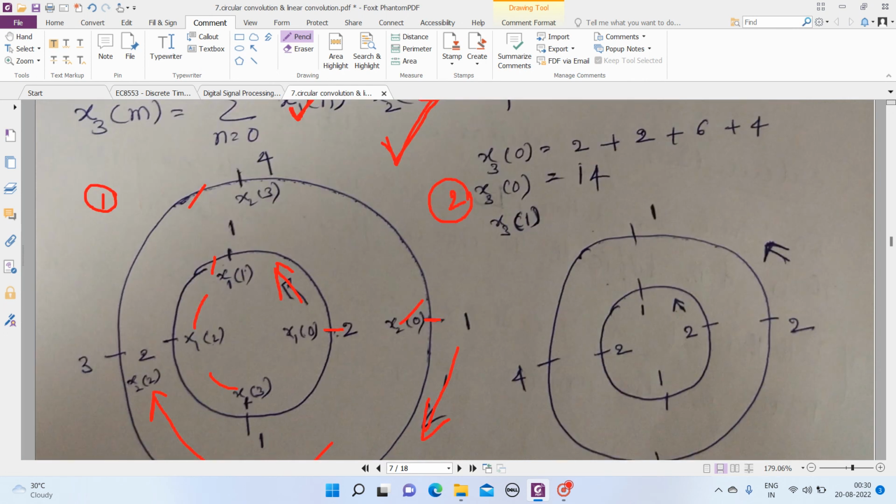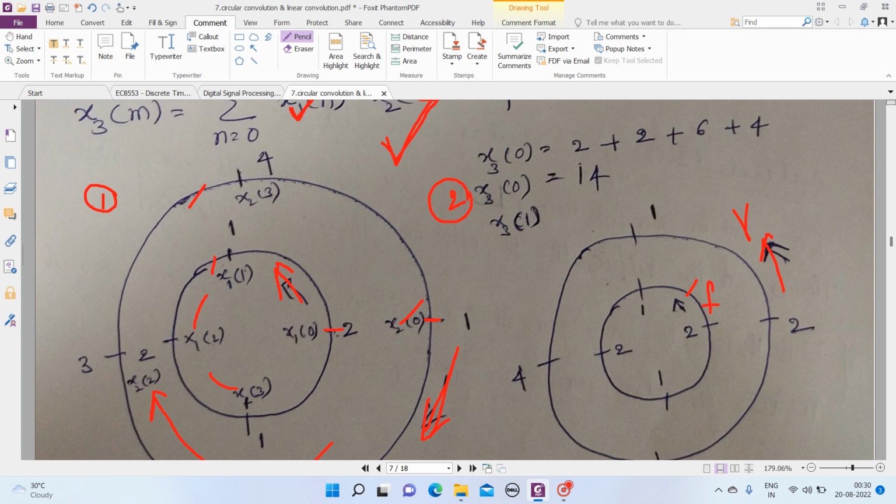While writing the values, x2 of n I have used clockwise, but while rotating the x2 of n sequence, when doing delay, we have to rotate in anti-clockwise. I am fixing x1 of n, so I am just rotating the x2 of n sequence. See here, I am not rotating this. This is the x2 of 0 value, x1 of 0 value, this is the x1 of 1 value, x1 of 2, this is x1 of 3.